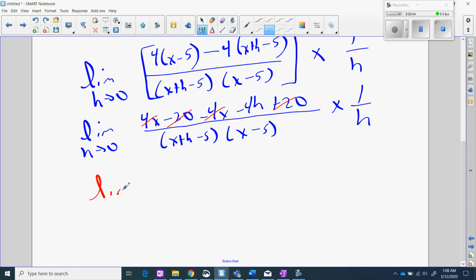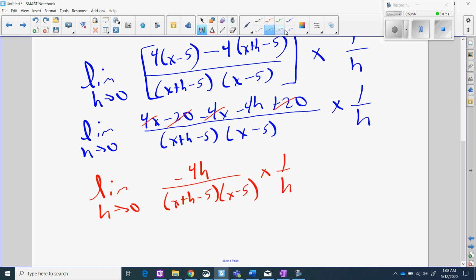So let's take the limit as h goes to 0. Negative 4h. Nothing happened in the bottom. It's all still the same. I've got my expression multiplied by 1 over h. Look at that. The h's cross each other out because they're factors.